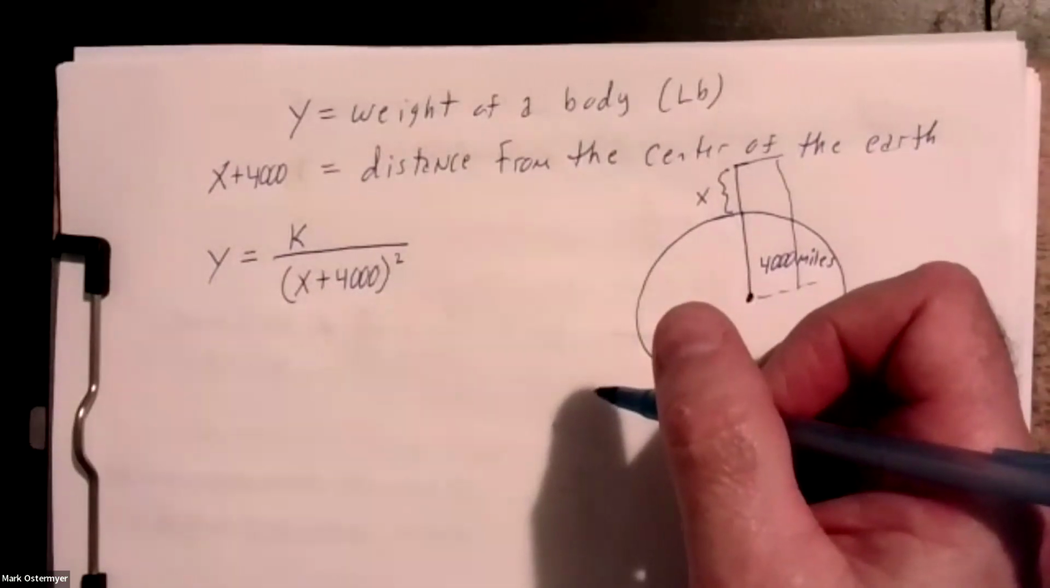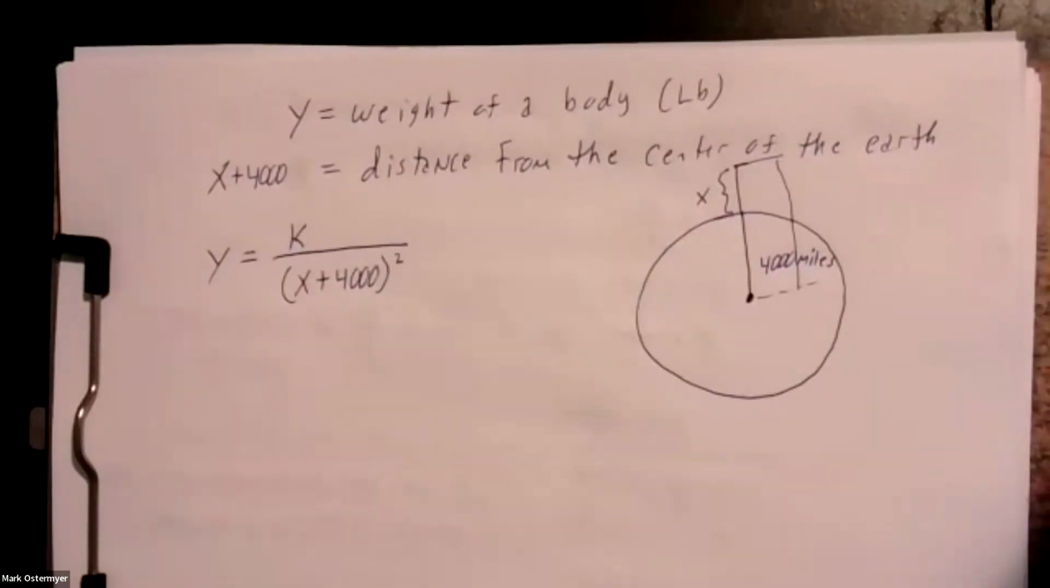And so actually, this is a very difficult problem to solve. We haven't really solved one like this before. So I'm willing to walk us through this one. I don't think I'll give you one that's complicated, but anyway, might as well finish it. It says, how much would a 150-pound woman weigh 500 miles above the surface of the earth?